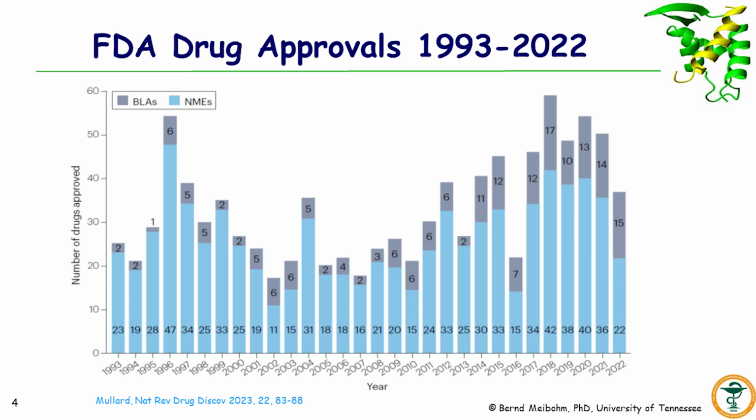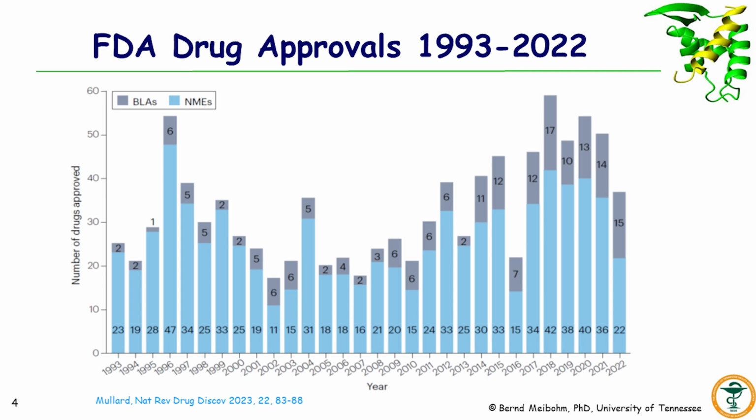This slide shows the FDA drug approvals from 1993 to 2022 and differentiates between new molecular entities, or NMEs, shown in blue, as traditional small molecule drugs, and BLAs, or biologic license applications, shown in gray. Biologic license applications include therapeutic proteins, but are also, for example, blood or blood products, as well as vaccines.